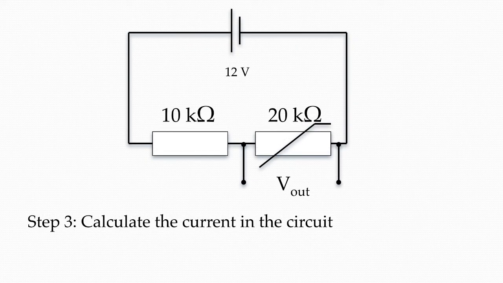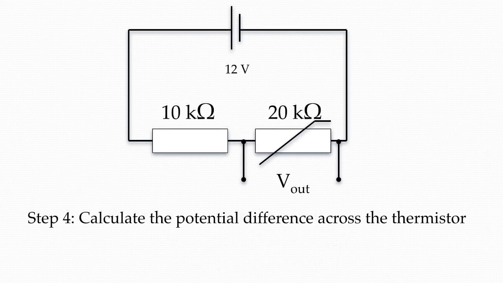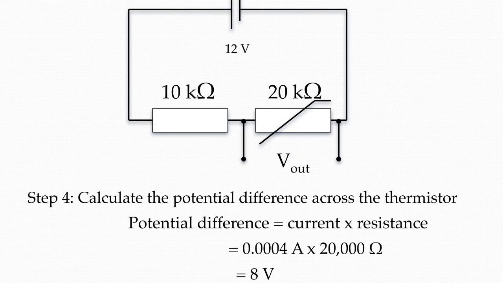Using the net resistance and the potential difference across the cell, we can now calculate the current running through the circuit. Do that in your book while you pause the video. Potential difference divided by net resistance will give us 0.0004 amps. Finally, we find the potential difference across the thermistor. Don't forget to pause the video and write your answer in your book. Current times the resistance of the component gives us a potential difference of 8 volts across the thermistor.